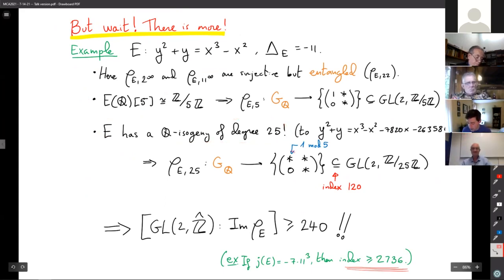And what that means is that there is a point of order 25 that generates a subgroup that is Galois invariant. So modulo 25, the Galois representation also has an upper triangular image. And now the index in here is 120, and that forces the adelic image to have index at least 240. Whenever there is the presence of an isogeny, the index grows. For example, this elliptic curve, which is one of those in the J from Zywina, has a 37-isogeny, and then the index of the Galois representation is at least 2736.